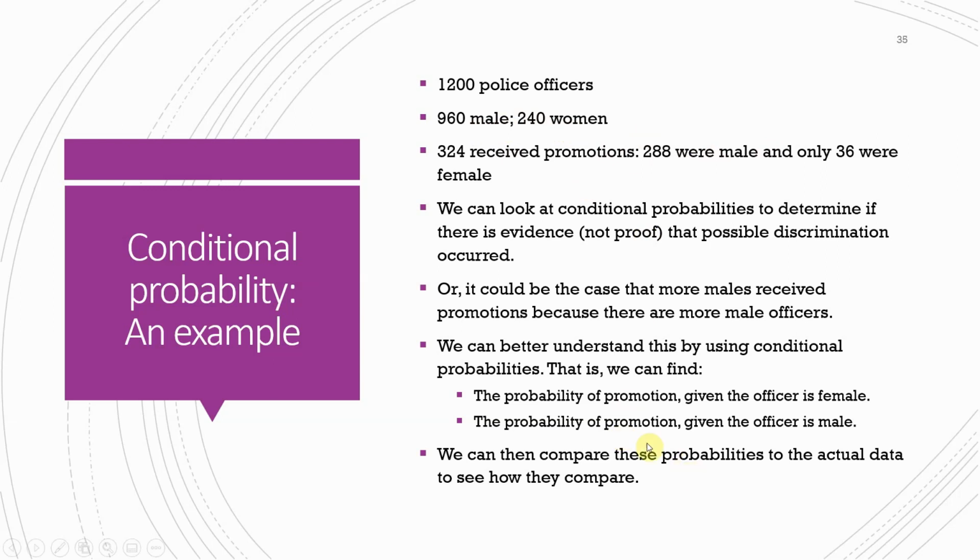So we have to calculate these. We want to calculate two probabilities, and then we can compare them to see if there might be some type of discrimination going on, which is ultimately what the question is. We have to calculate the probability of promotion given the officer is female, and the probability of promotion given the officer is male.